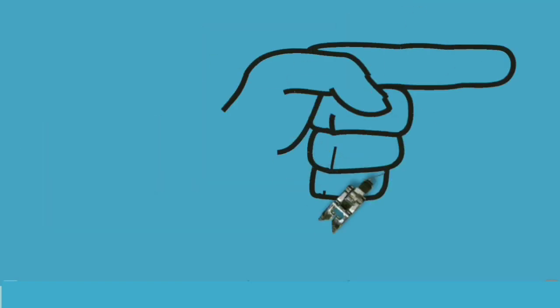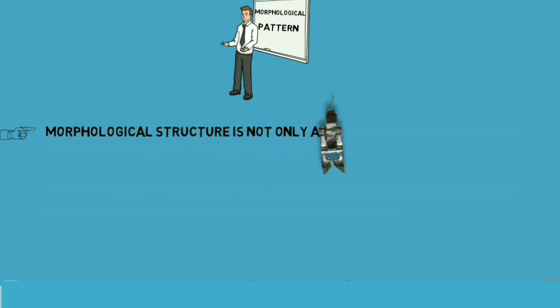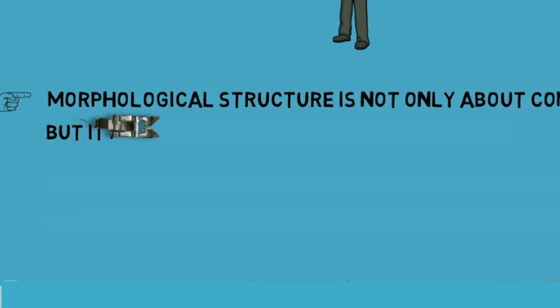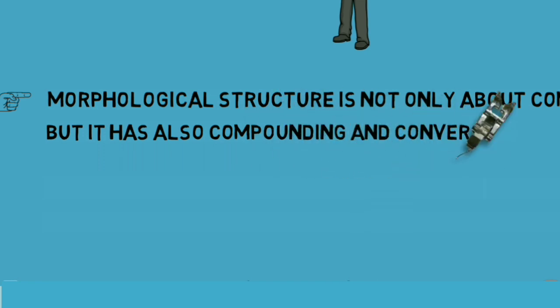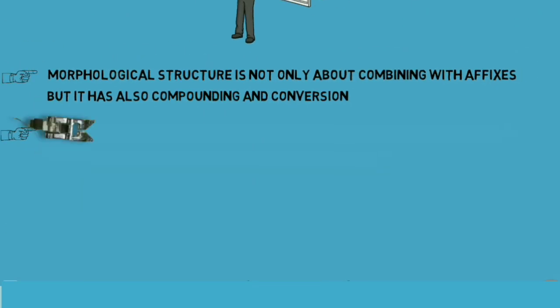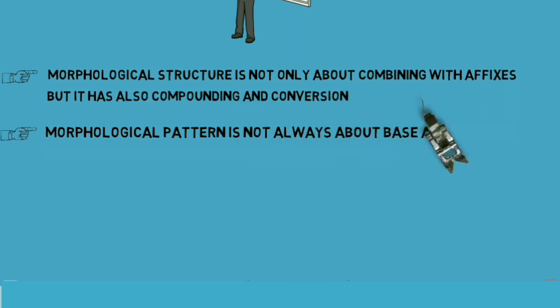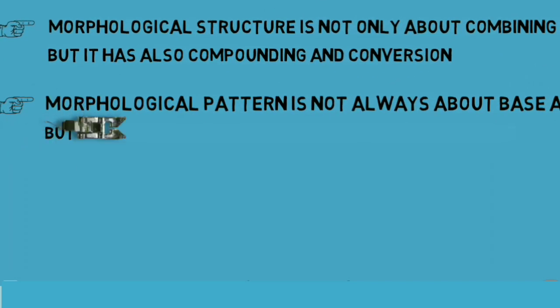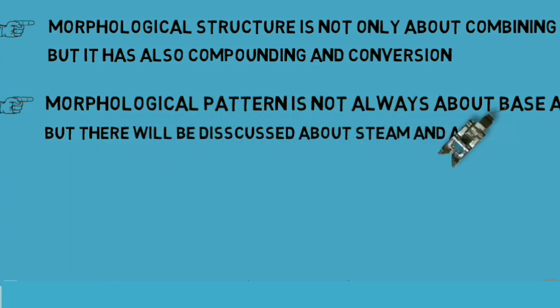Morphological pattern. First point: morphological structure is not only about combining a base with affixes, but it also has compounding and conversion. Second point: it is not only about a base and its affix. It also discusses word forms which use the terms stem and affixes.